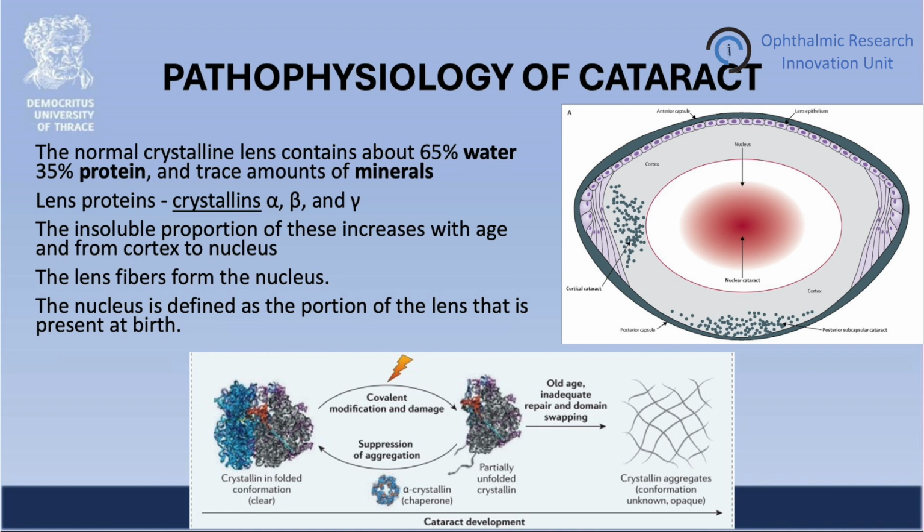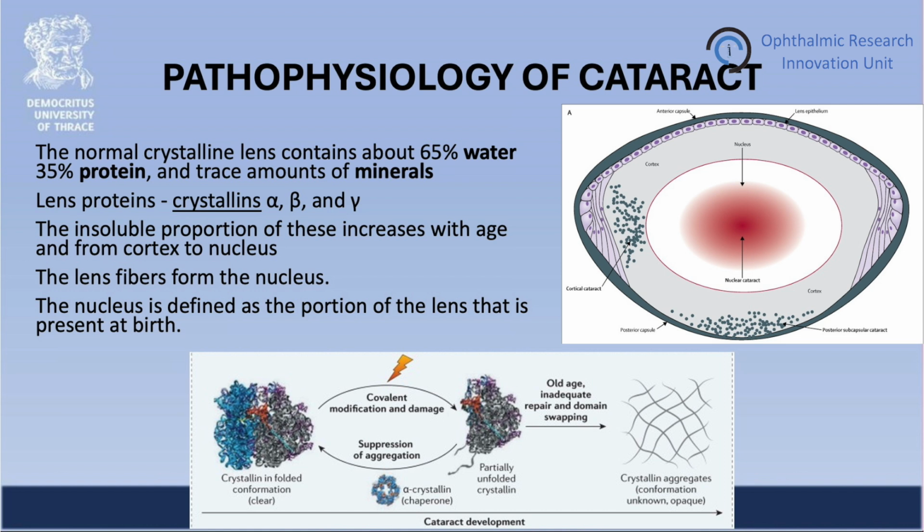To understand the aforementioned pathologies, the pathophysiology of cataract must first be adequately understood. To start with, the normal crystalline lens contains about 65% water, 35% protein, and trace amounts of minerals, also common in other body tissues. Specifically, lens proteins include alpha, beta, and gamma crystallins. The insoluble proportion of these proteins increases with age and their concentration increases from the cortex to the nucleus. Lens proteins are organ-specific but not species-specific.